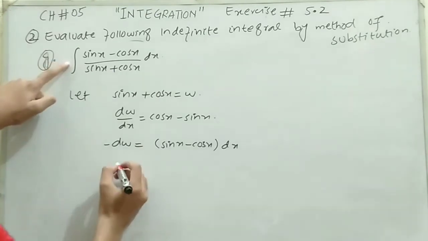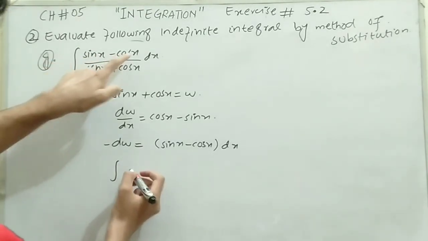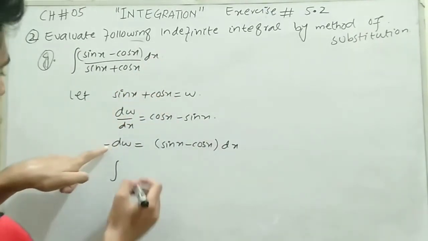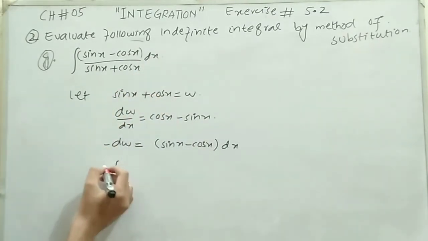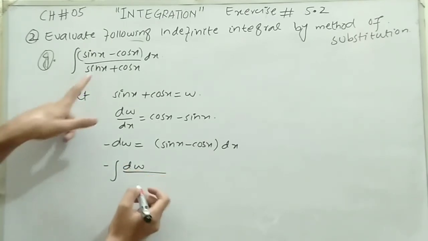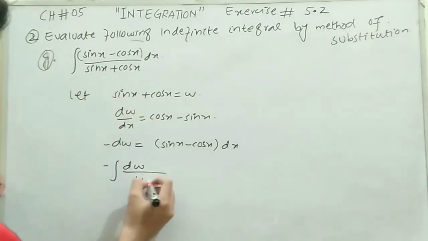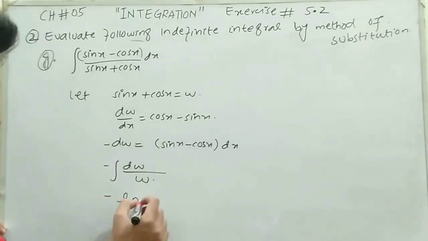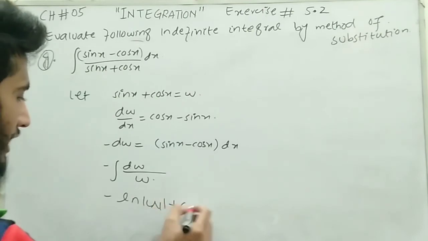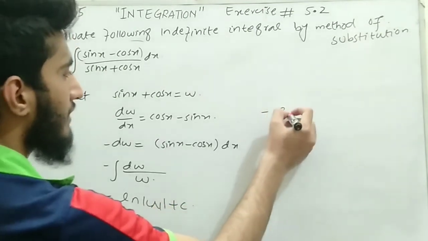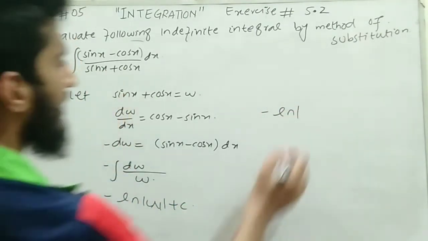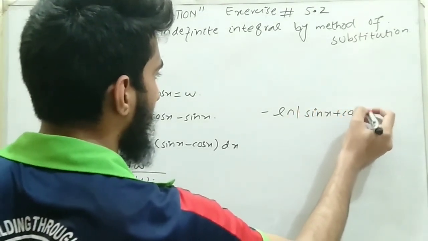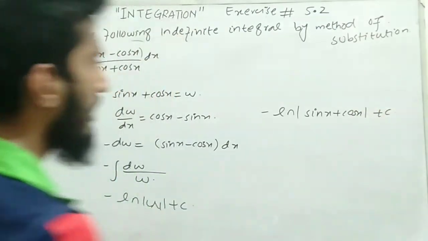So the integral of (sin x minus cos x) dx is equal to negative dw. Negative will come out of the integral, and sin x plus cos x was supposed to be w. Now you know that the integral of 1 over w is ln of w, so it becomes minus ln of w plus a constant of integration. So it becomes minus ln of sin x plus cos x plus a constant of integration.